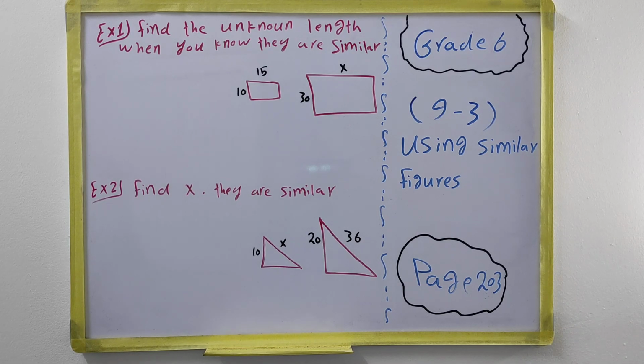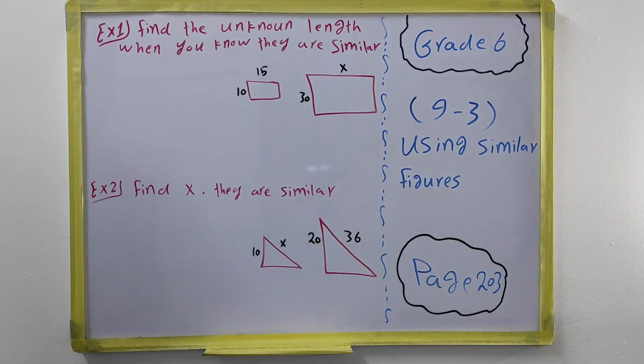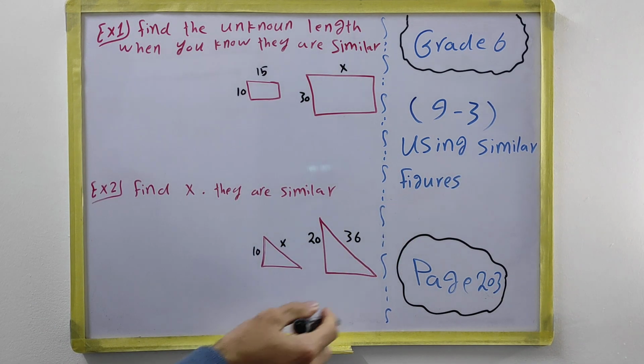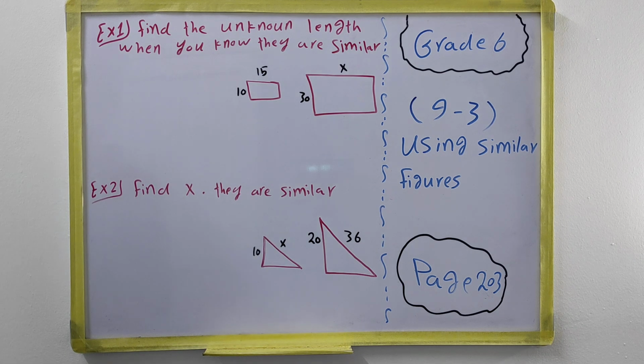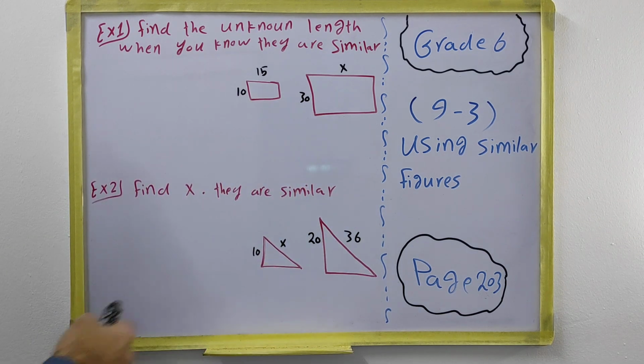Hi everyone, in this video for grade 6 we have 9.3, which is about using similar figures, on page 203. In the other lesson we studied similar figures, how we know that two shapes are similar. We could find out by using the angles. We said the angles must be equal and the corresponding sides must have the same ratio.